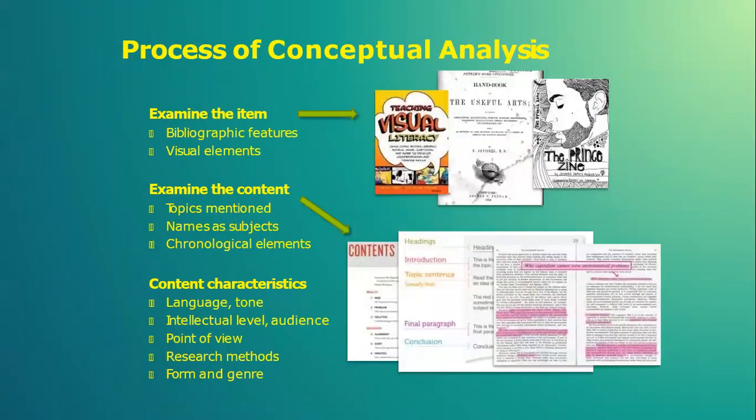In the process of conceptual analysis, first examine the item: the bibliographic features and the visual elements. Next, examine the content: the topics mentioned, the names as subjects, the chronological elements, and the content characteristics: the language, the tone, the intellectual level or audience, the point of view, the research methods, the form, and the genre.